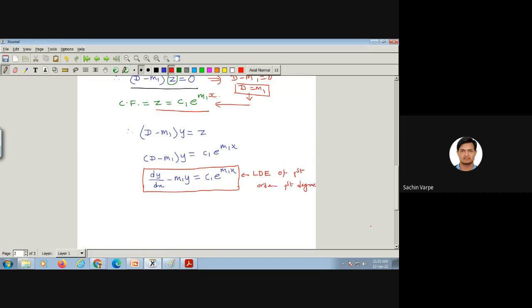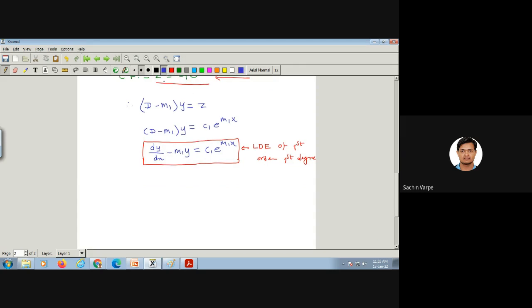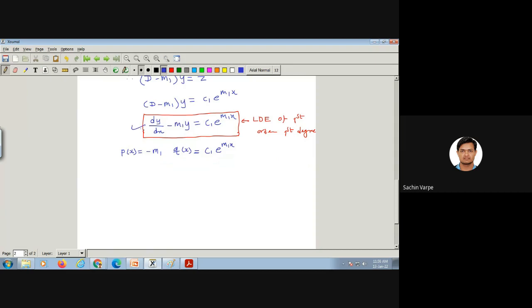So this is in the standard form of first-order first-degree linear differential equation, where the value of p of x is minus m. The value of q of x is c1 e to the power m1x. Yes or no? So the solution of this linear differential equation of first order first degree is y into integrating factor is equal to integration of q into integrating factor plus constant of integration, that is c2, right?